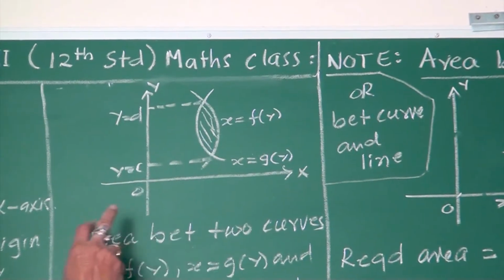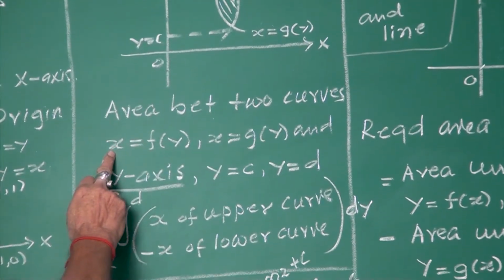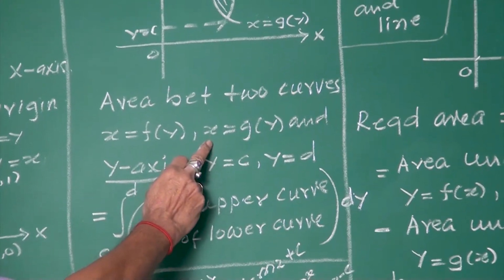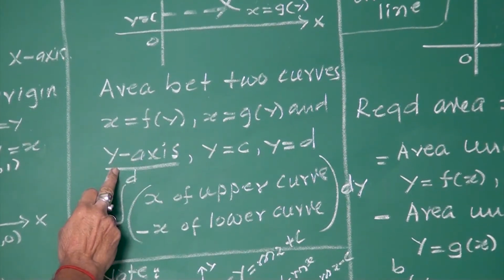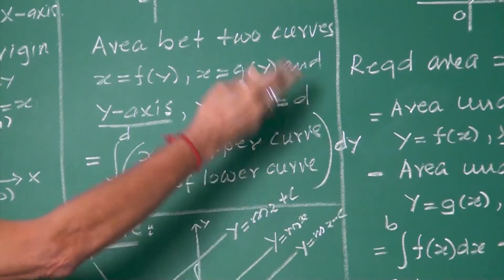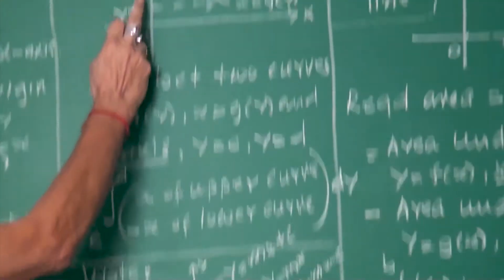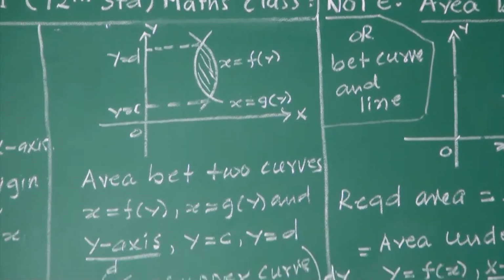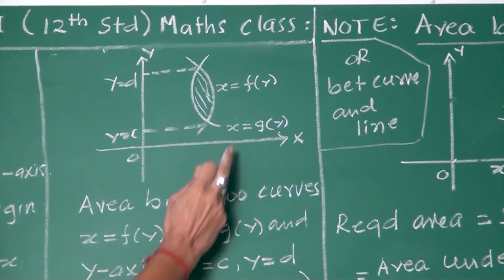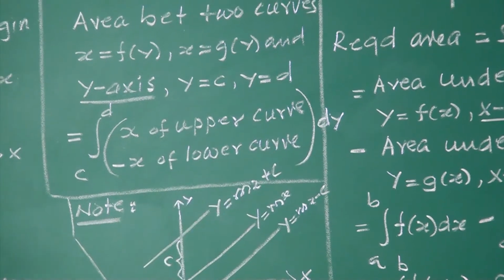Similarly, for the area between two curves, there it was y equal to f(x); here it is x equal to f(y) and x equal to g(y), with the y-axis, between the lines y equal to c and y equal to d. This is the definite integral from c to d, lower to upper, of x of the upper curve minus x of the lower curve. This difference you must integrate with respect to y.